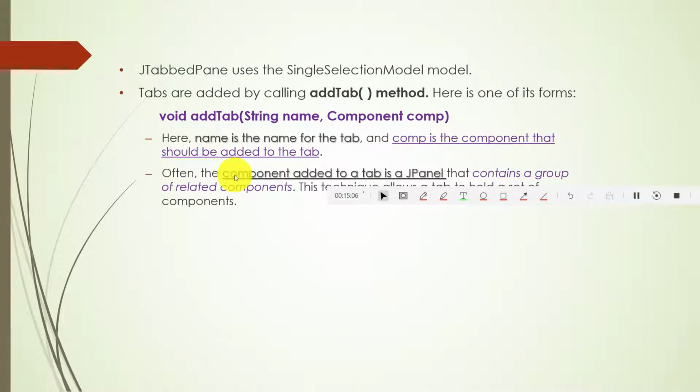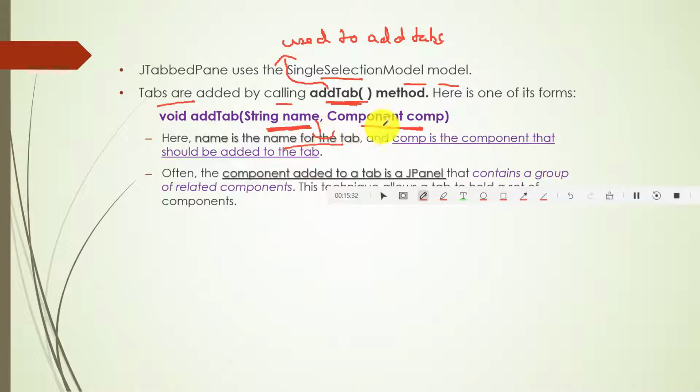Yes, we need to understand some more methods here. The JTabbedPane uses a single selection model. Tabs are added by calling addTab. This is the method used to add tabs. The first argument is the name, students, and the next one is a component. The name is the name of the tab and the component is the component that should be added to the tab. We'll see that, students. Often the component added to a tab is a JPanel.